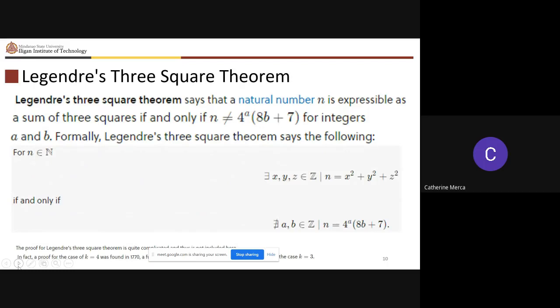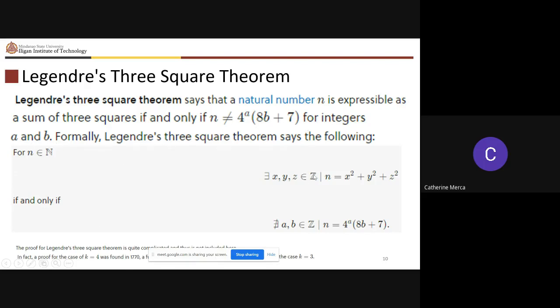Three square theorem. So we are already done with sum of two squares. We now go to sum of three squares. It says that if you have a natural number n, it is expressible as the sum of three squares if and only if your n should not be equal to 4 to the a times the quantity 8b plus 7, for integers a and b.